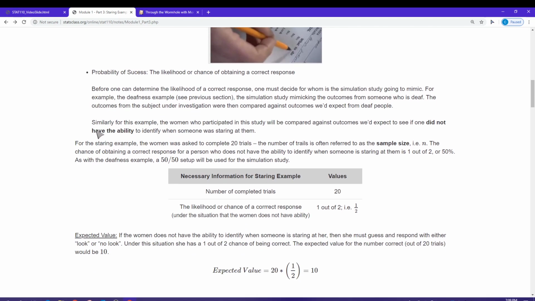Now, similar to the deafness example, we're going to have to decide which situation we are going to simulate. In the deafness example, we simulated the situation of somebody being deaf in order to try to figure out whether or not that individual was lying. Here, we are going to simulate an individual that does not have the ability to identify when someone is staring at them. So we do the situation of not having the ability. And we're going to use the information from this particular woman, which had 14 correct, 6 wrong, and evaluate that against a person that does not have the ability.